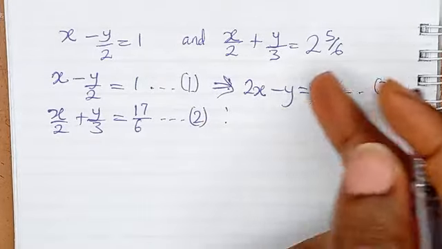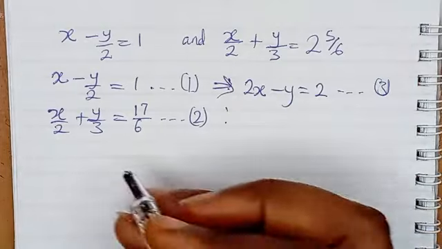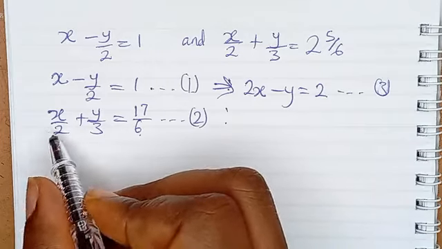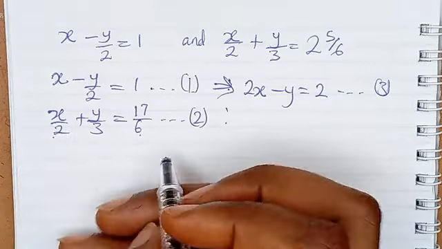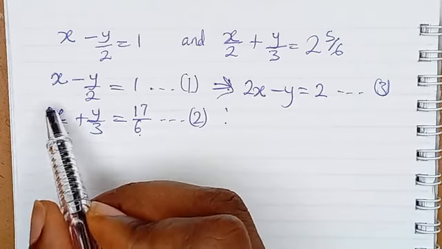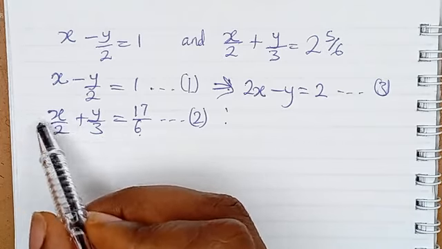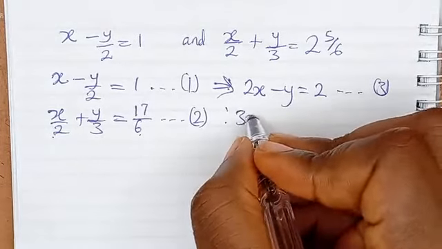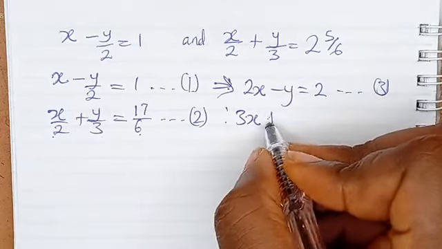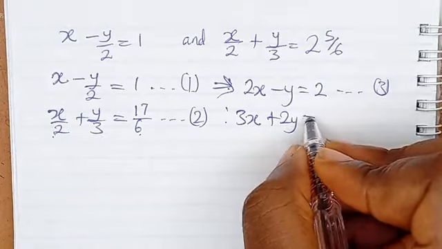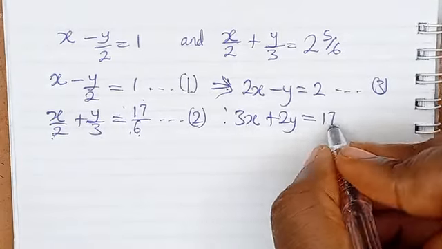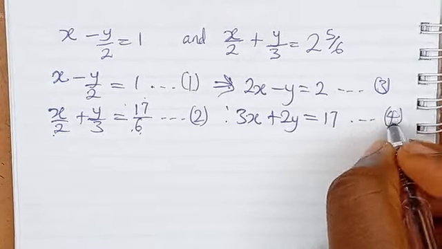So we've eliminated fractions. It now looks like a simple equation. Then for this, the LCM of the denominators is 6. So we're going to multiply every term in this second equation by 6. So doing that, 6 times x over 2 is just like saying 6 over 2, which is 3. So we have 3x. 6 times y over 3 gives us 2y, equal to 6 times 17 over 6. So the 6 cancels out, we have 17 remaining. So this becomes equation 4.